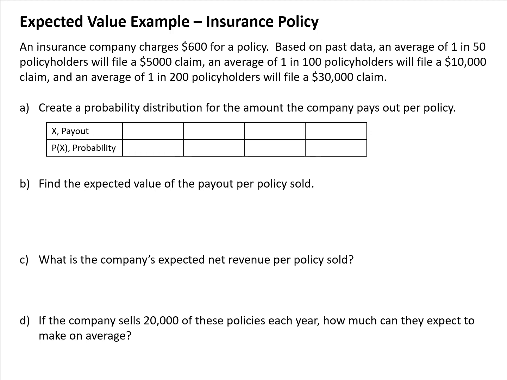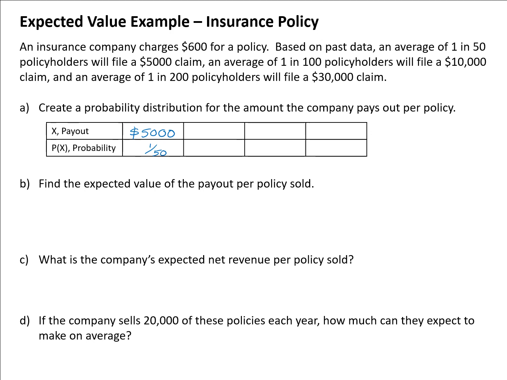$30,000 claim. Let's create a probability distribution for the amount of money the company pays out per policy. So we've got two rows here, one for the payout and one for the probability of that payout. Let's start with the first thing that was listed. It said based on past data, an average of 1 in 50 policyholders will file a $5,000 claim. Let's just assume the payout. So the payout is $5,000 and the average is 1 in 50, so the probability will be 1 out of 50.